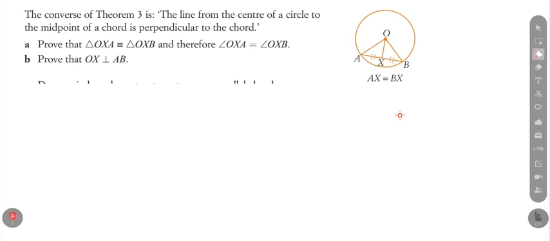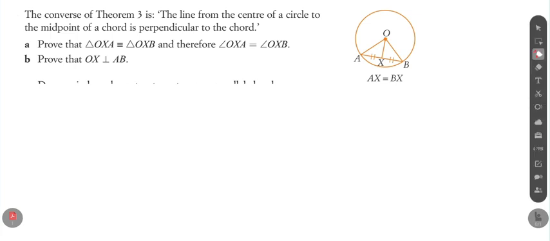that triangle OXA is congruent to triangle OXB, and therefore angle OXA is equal to angle OXB. Okay, so let's find the answers. Let's start with the first one. First we're going to prove that triangle OXA is congruent to the other one. So let's go on with solving.